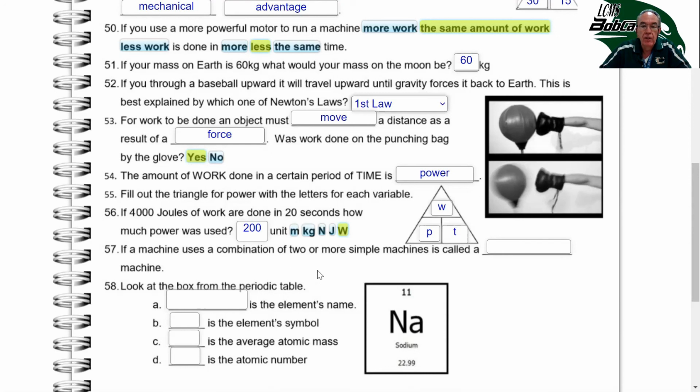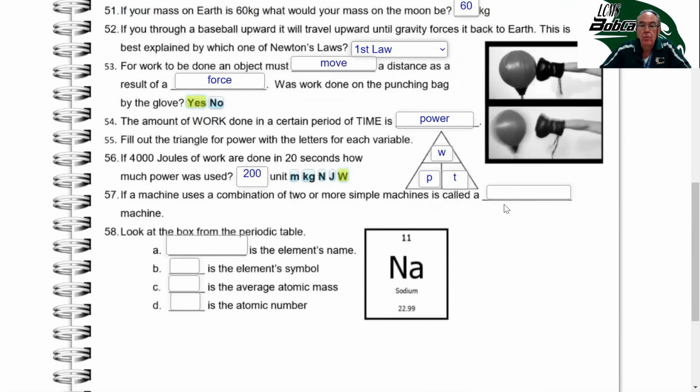Okay. If a machine uses a combination of two or more simple machines, it is called a compound machine. Okay, just like a chemical compound is two or more elements bonded together.